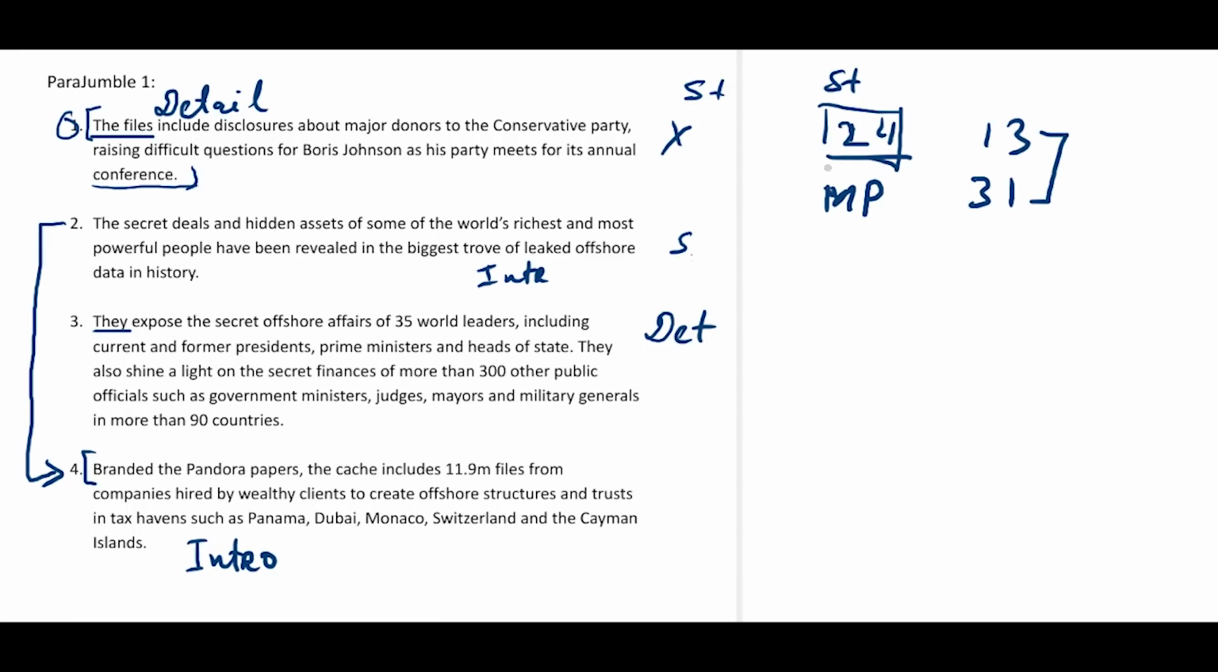This serves as a link between the introductory part, that is 2-4, and statement number 1, because now difficult questions will be asked of Boris Johnson. You can pretty much think of this entire ParaJumble as how you would write your experience on your CV.